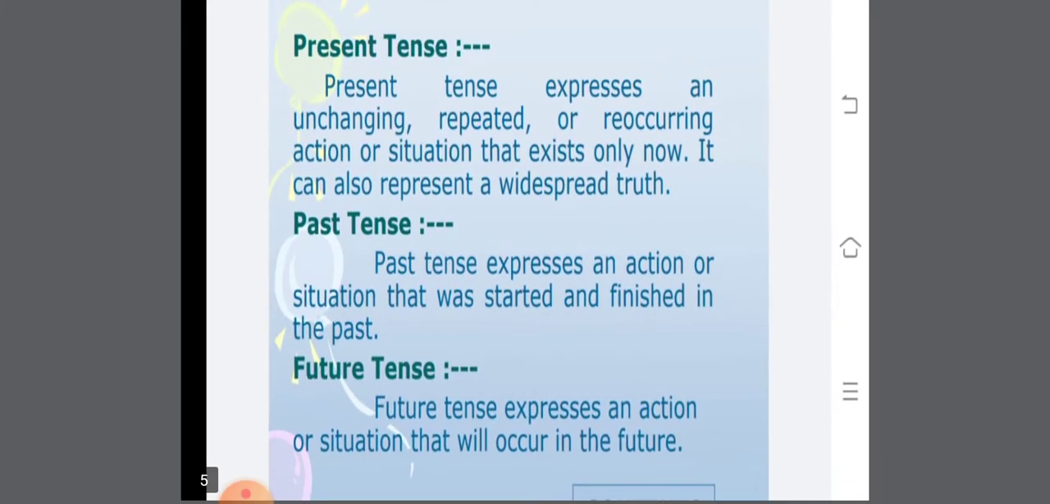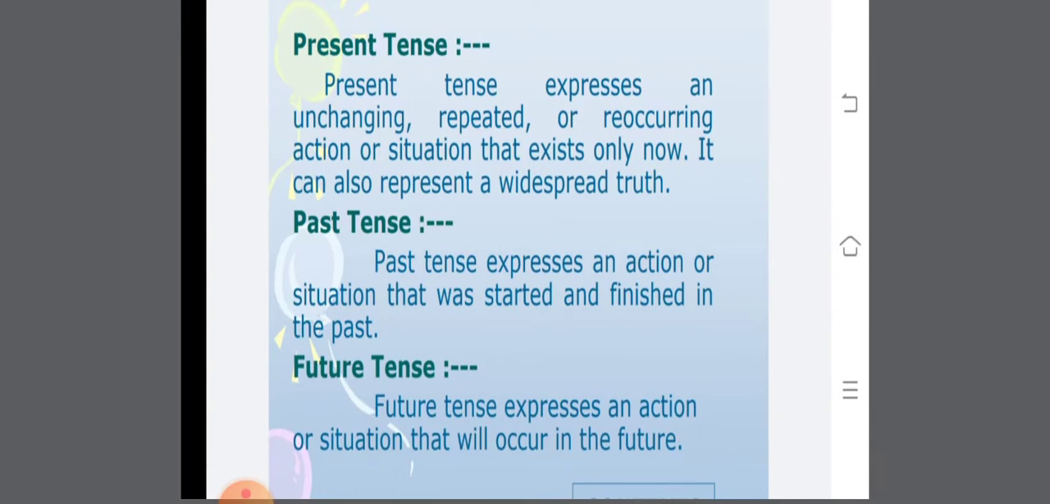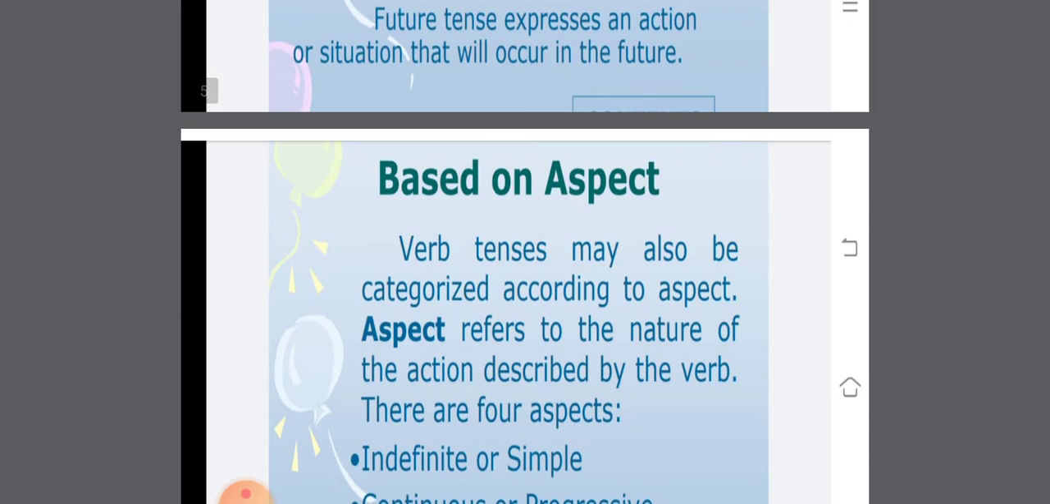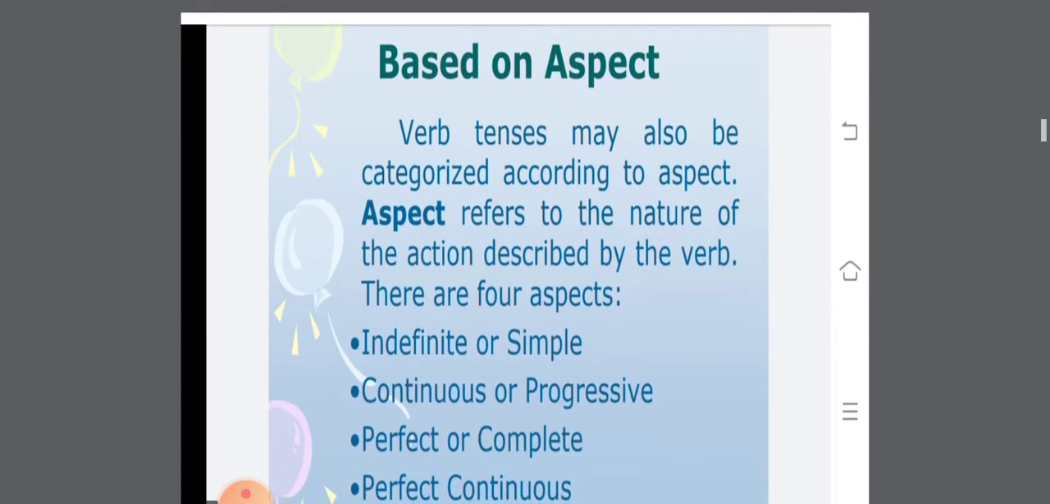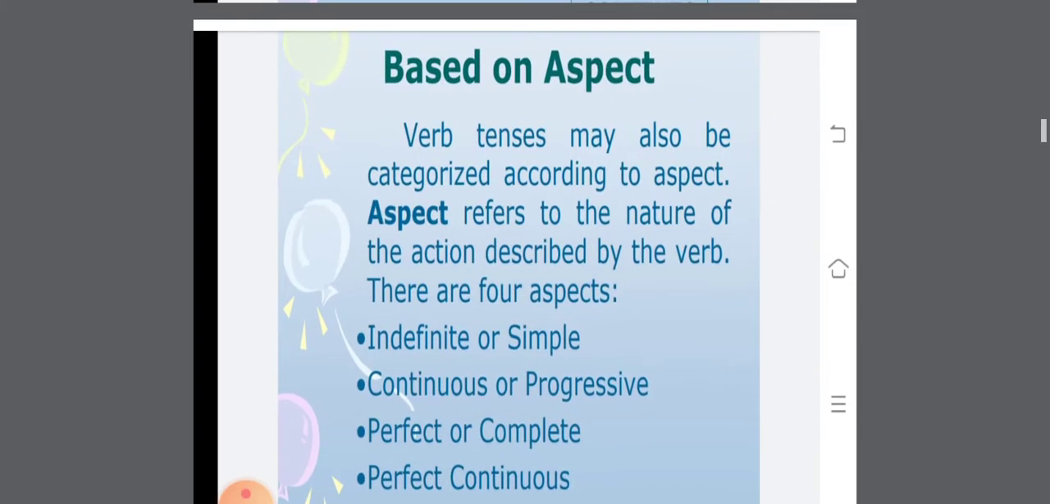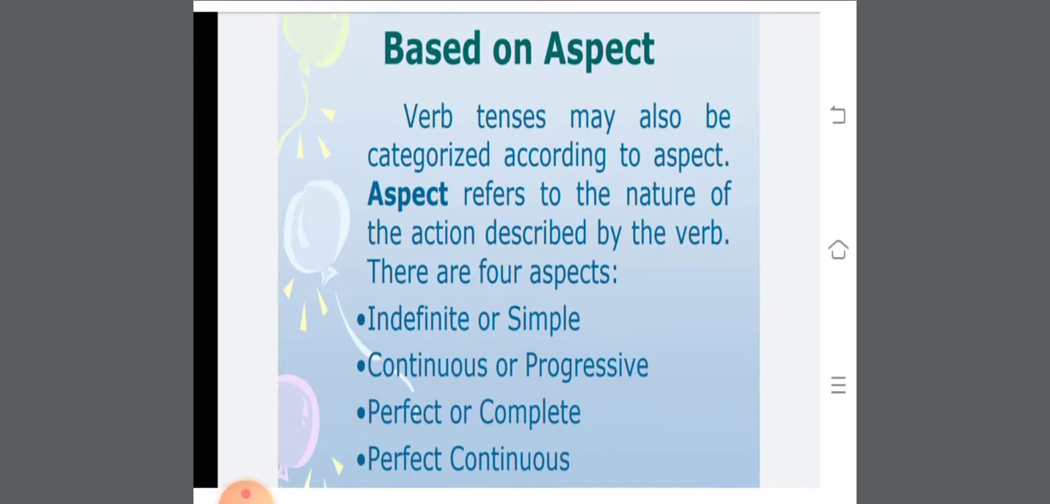This is very natural and nothing very pinpointed analysis is needed. Present tense always will refer the action that is related to present time. Past tense of past time, and future tense of course future time. Now we'll see based on aspect. Now we have seen the three different types of tenses based on what? Based on time. Now we'll see based on aspect.